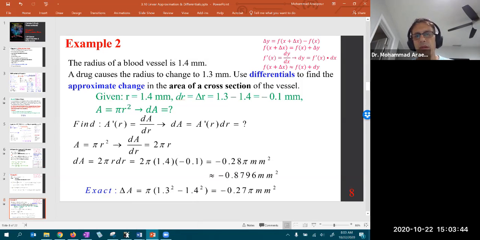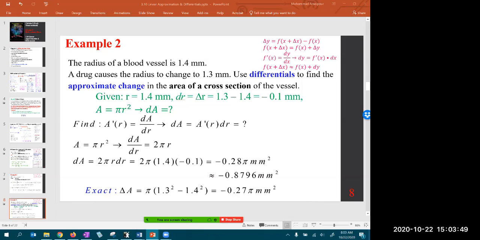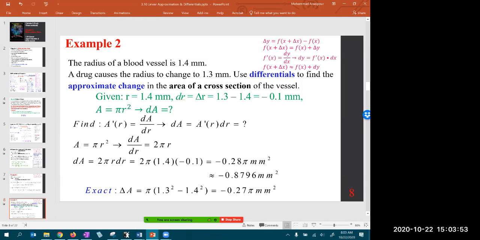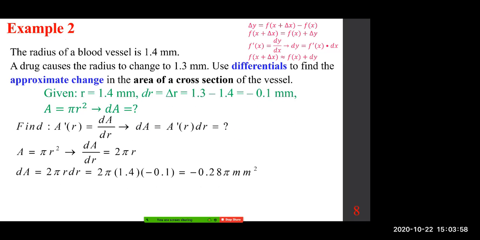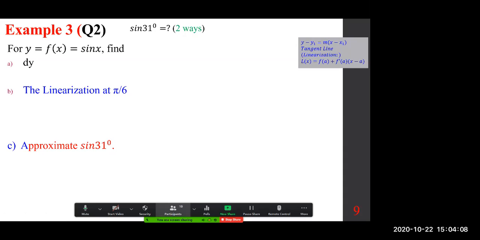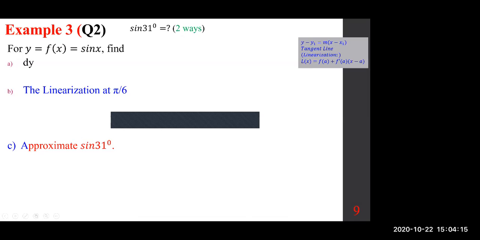Let's put this in slide mode, and we're going to go to the new example, class. So this was covered. All right, so here's the new one. What we want to do, class, is come up with sine of 31 degrees. Okay, we are approximating. Remember that we are approximating. So let's see how we do that.